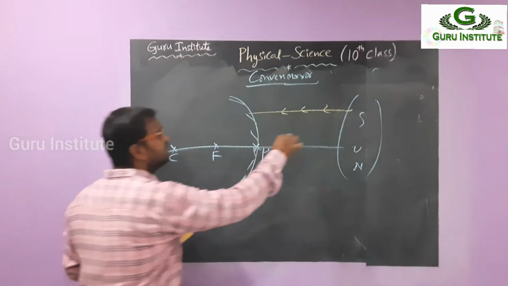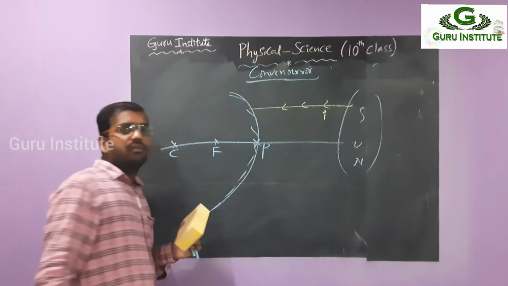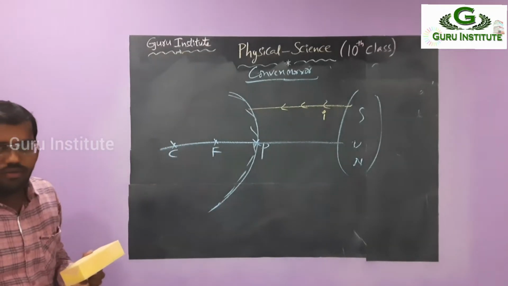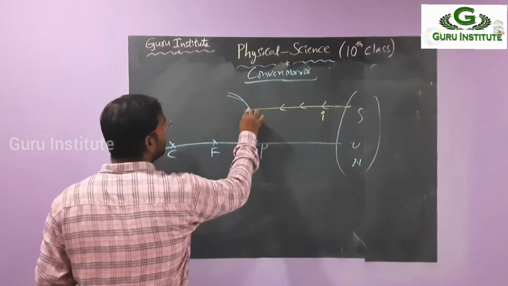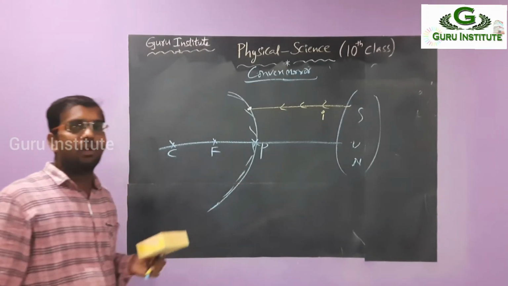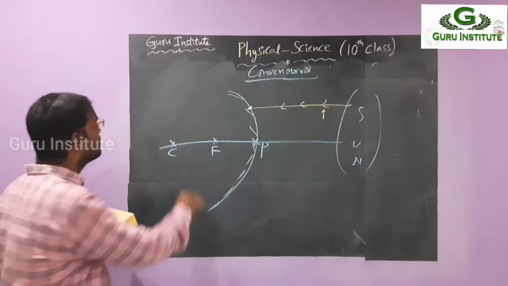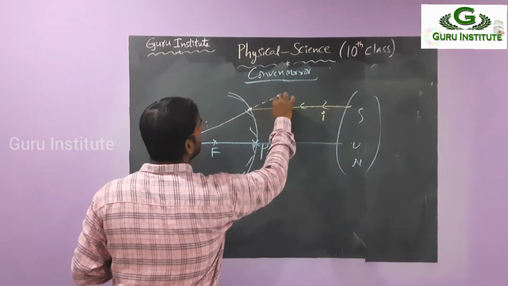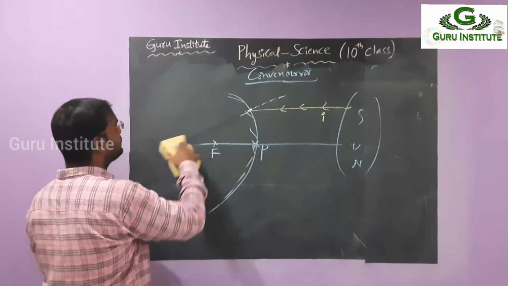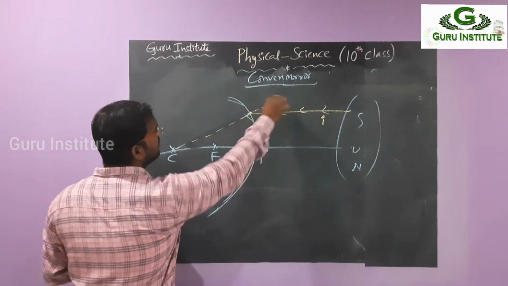Okay, what ray may this be? This is the incident ray. Whenever an incident ray is there, what do we have to draw? First of all, we have to find the incident point. At this point, we have to draw the normal. The normal is nothing but the line from the center of curvature through the incident point. So this is the normal. Okay, right?